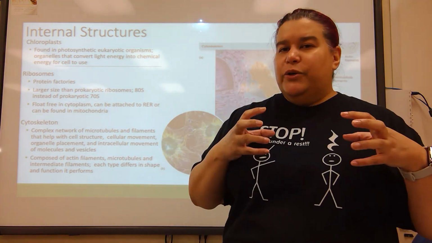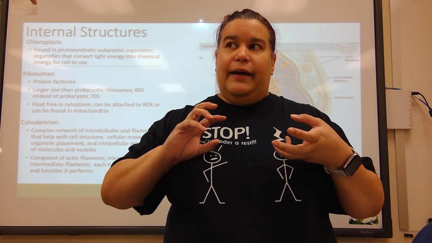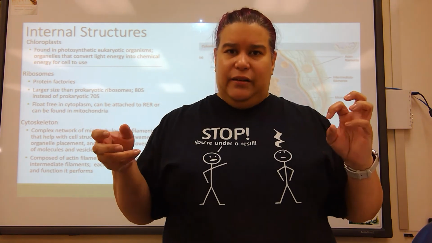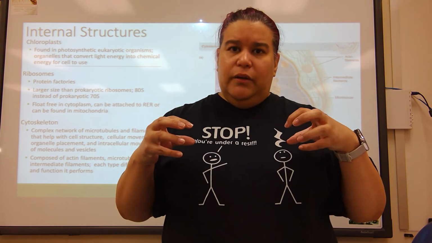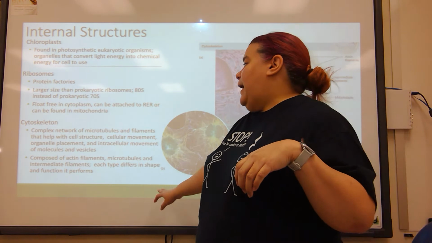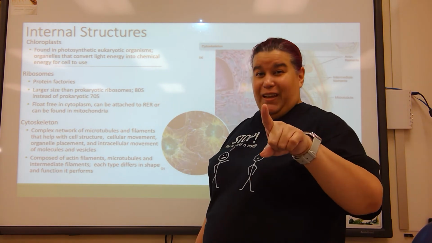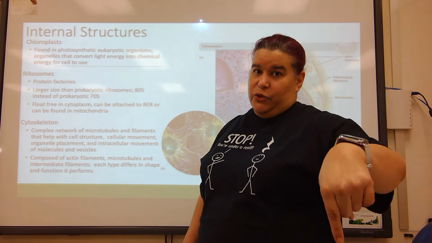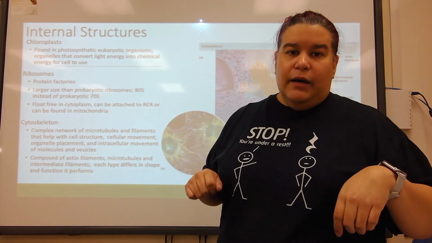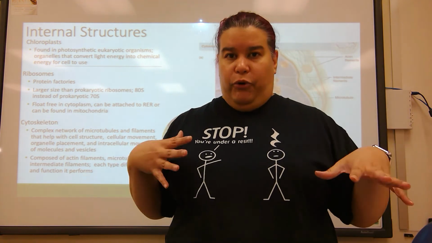Microtubules. Microtubules are a bit more complex. It kind of looks like Twizzlers, except solid. There's no hole in the middle. Okay? You've got something with a little bit more girth to it. And intermediate filaments. You know what? I'm wrong. Intermediate filaments are the solid Twizzlers. Microtubules are the pipes. Okay? Each type differs in shape and the function that it performs.